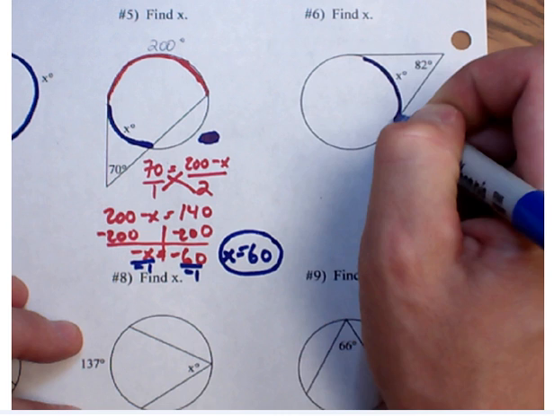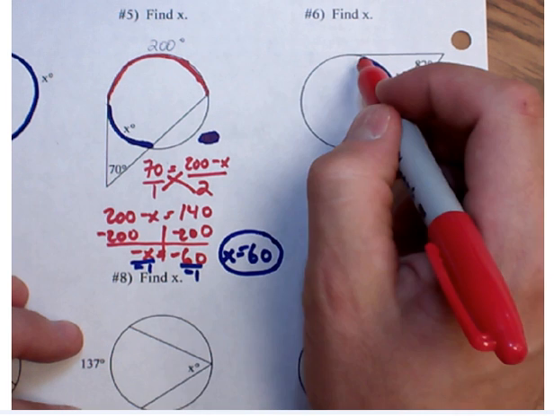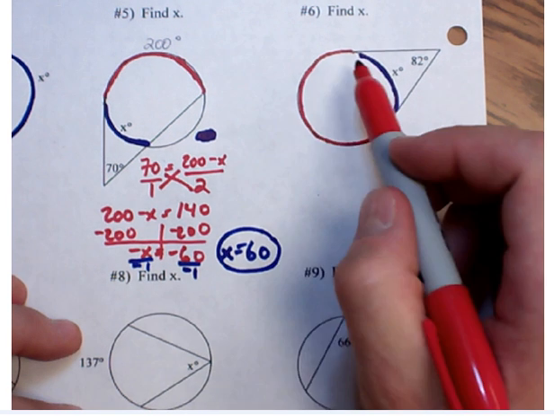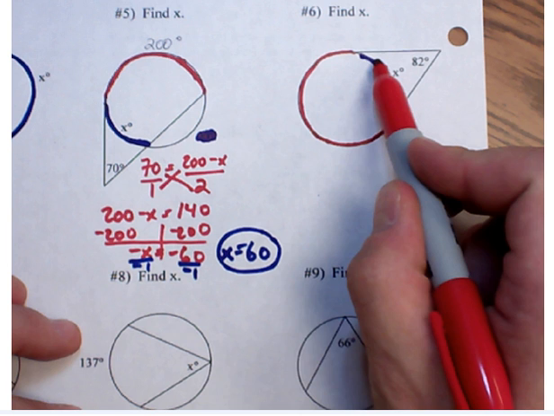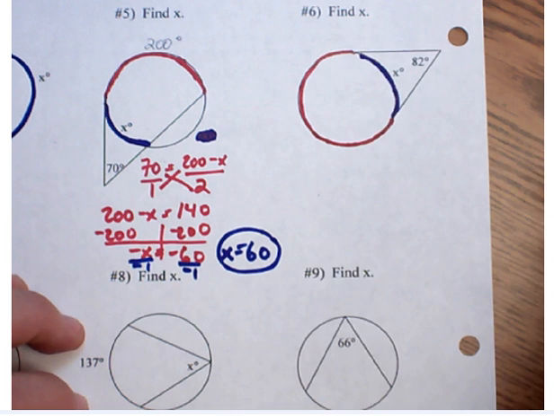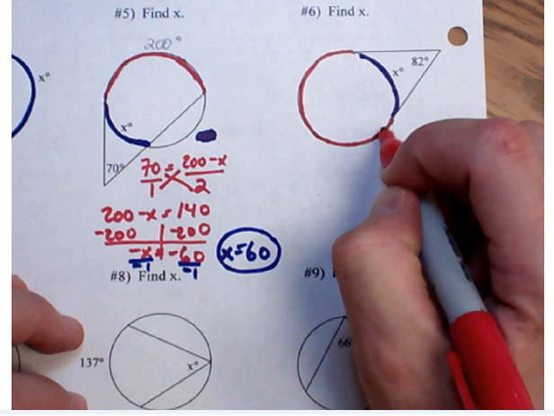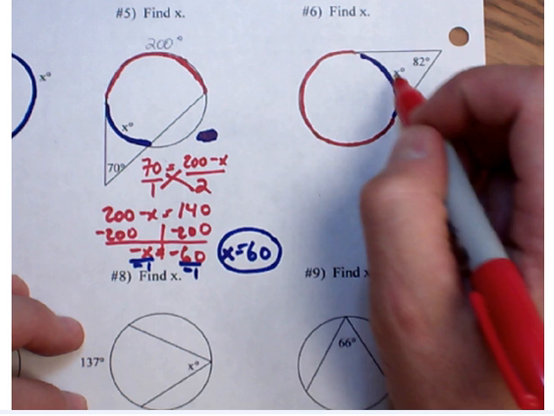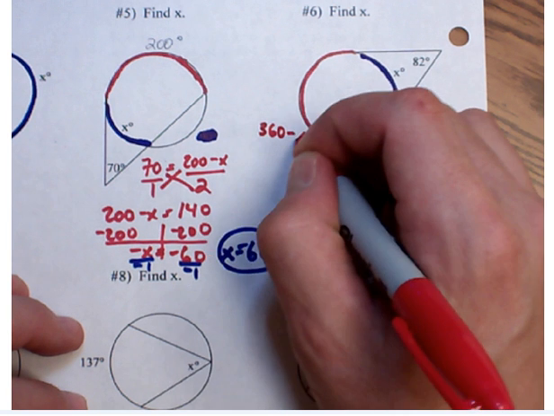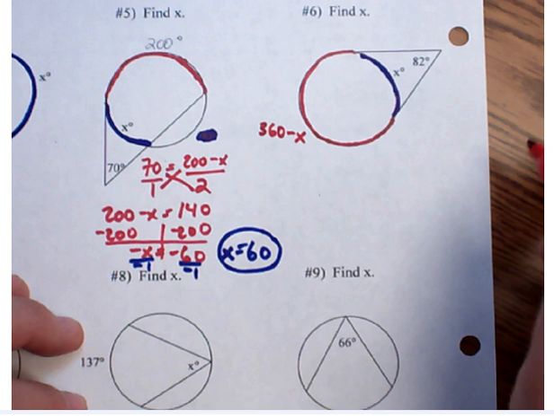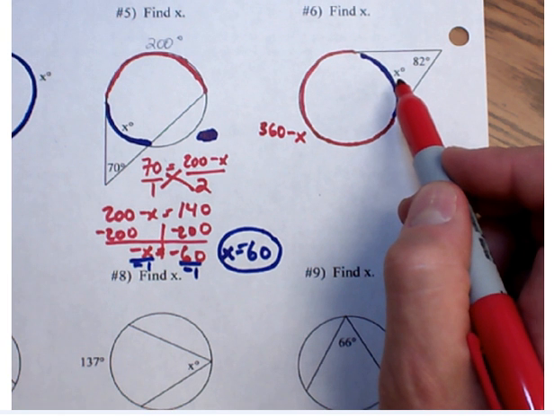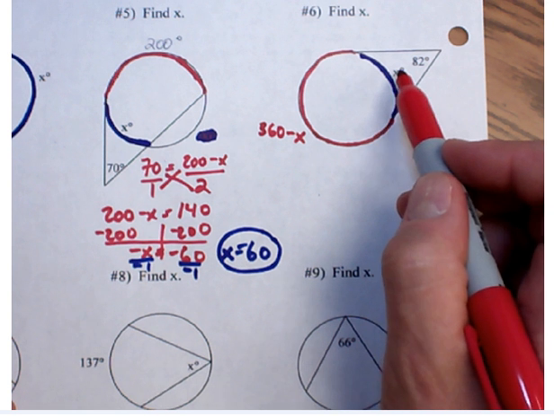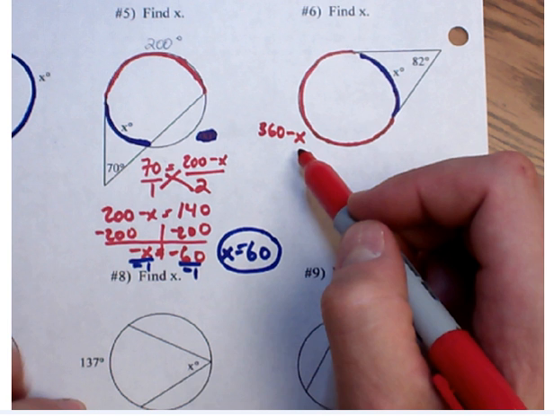X is the little arc. We don't know the big arc. However, if I trace out the big arc, notice that if I put the big arc with the little arc, that's the whole circle. That takes up everything. We know all the arc measure of a circle is always 360. So whatever this is, x, whatever's left over is 360 minus x. If the little arc was 100 degrees, then the big arc would be 360 minus 100, which would be 260. So if this is x, the big arc is 360 minus x.